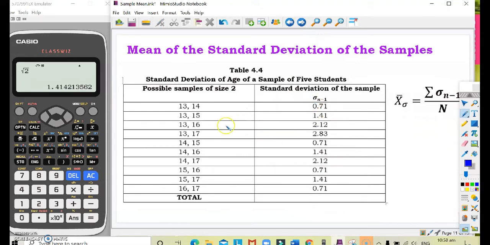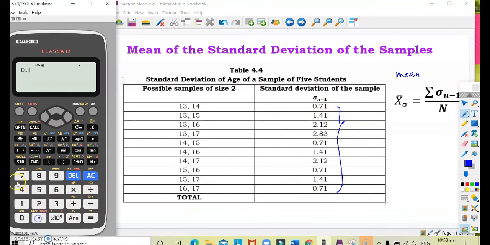I have here the standard deviation of every sample. I computed it already for you. Let's get the mean of all the standard deviations. How do we do that? Let's add all the standard deviations divided by how many? Divided by 10, because we have 10 items to add.